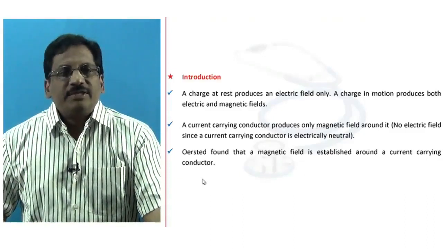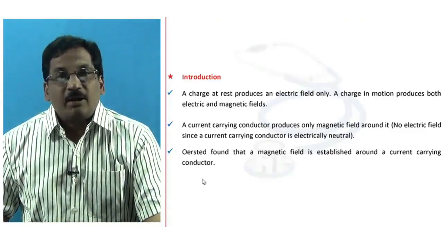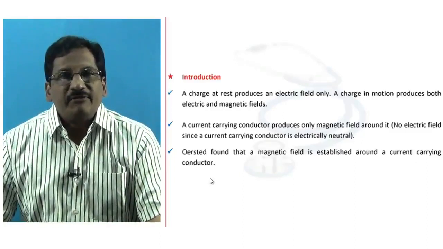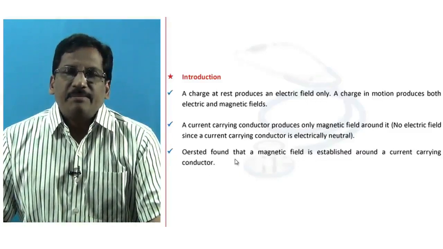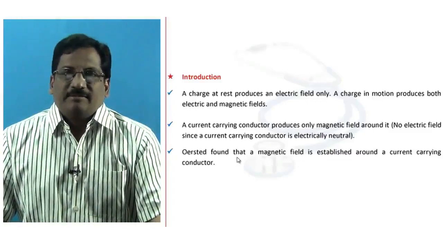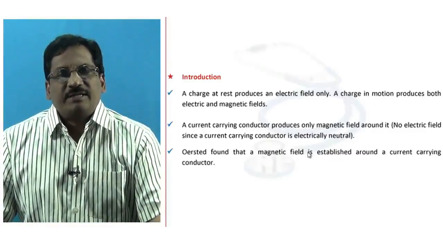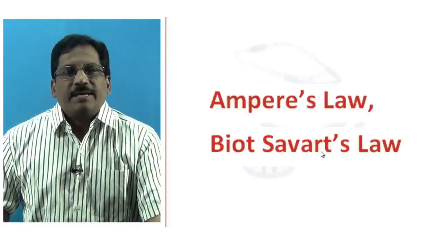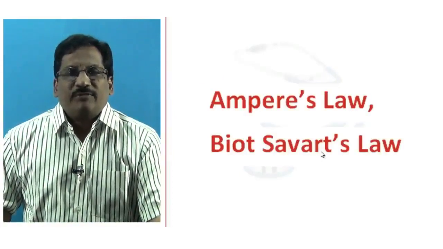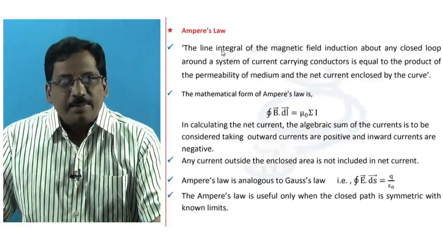And now we study various phenomena and various parameters with the magnetic field due to a current carrying conductor, and it is determined by different laws, like Ampere's Law, Biot-Savart's law, etc. So now let us study Ampere's Law and Biot-Savart's law. So first let's take up Ampere's Law.